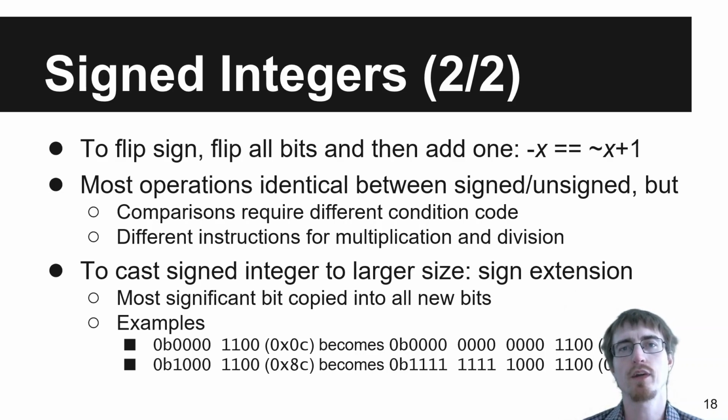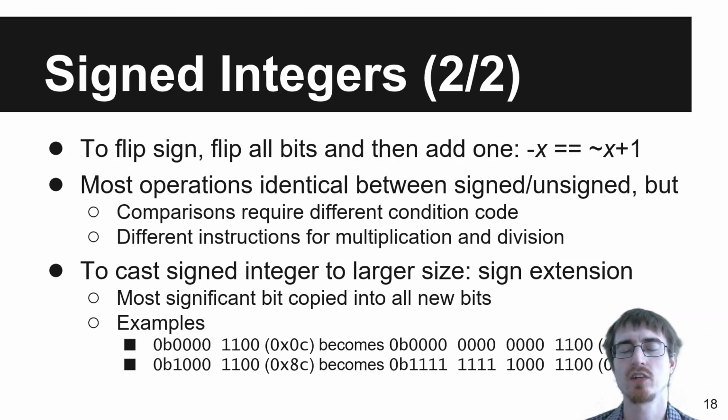So, how to do arithmetic on signed integers? Well, fortunately, as I mentioned, it's fairly easy on 2's complement notation. The first one may be a bit counterintuitive, but the math works if you think about it. To flip the sign, so to make, say, 10 into minus 10, or minus 10 into 10, you flip all the bits, so that's a bitwise not operation, and then add 1. Again, just do the math and you'll see that it works out.